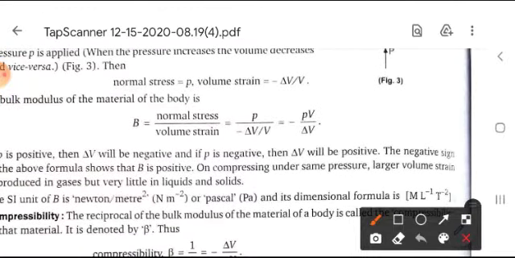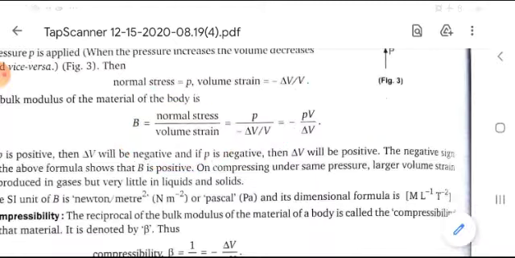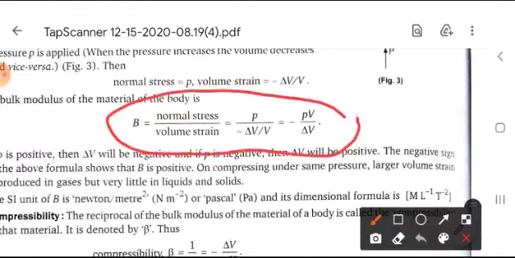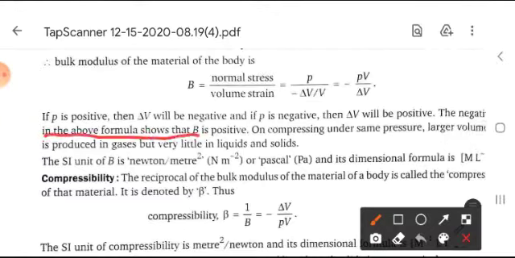Bulk modulus is denoted by capital letter B. So, the value of B is normal stress divided by volume strain. The normal stress is P, the volume strain is minus delta V upon V. Then we get minus PV upon delta V. So, we find bulk modulus is equal to minus PV upon delta V. If P is positive, then delta V will be negative, and if P is negative, delta V will be positive. The negative sign in the above formula shows that B is positive.